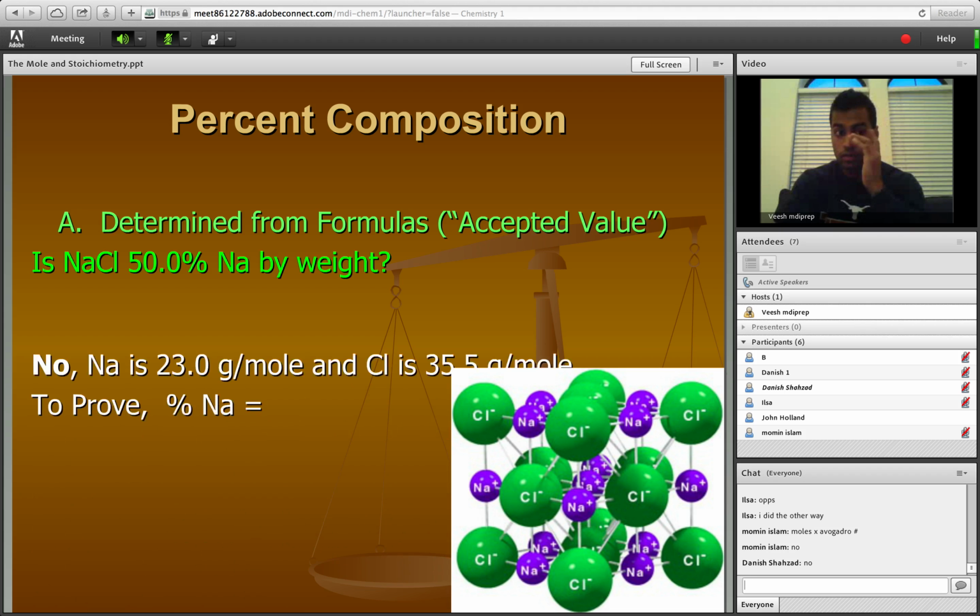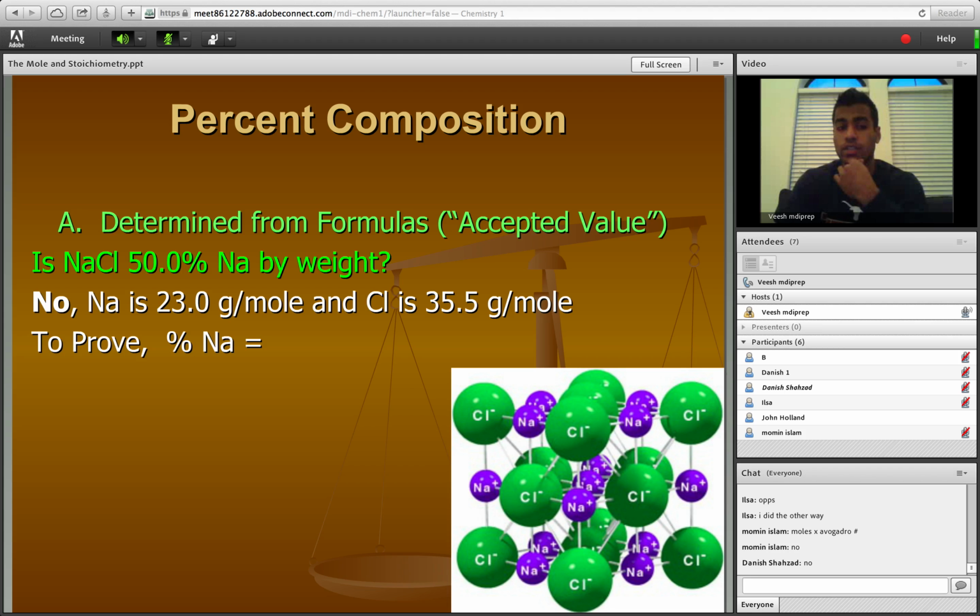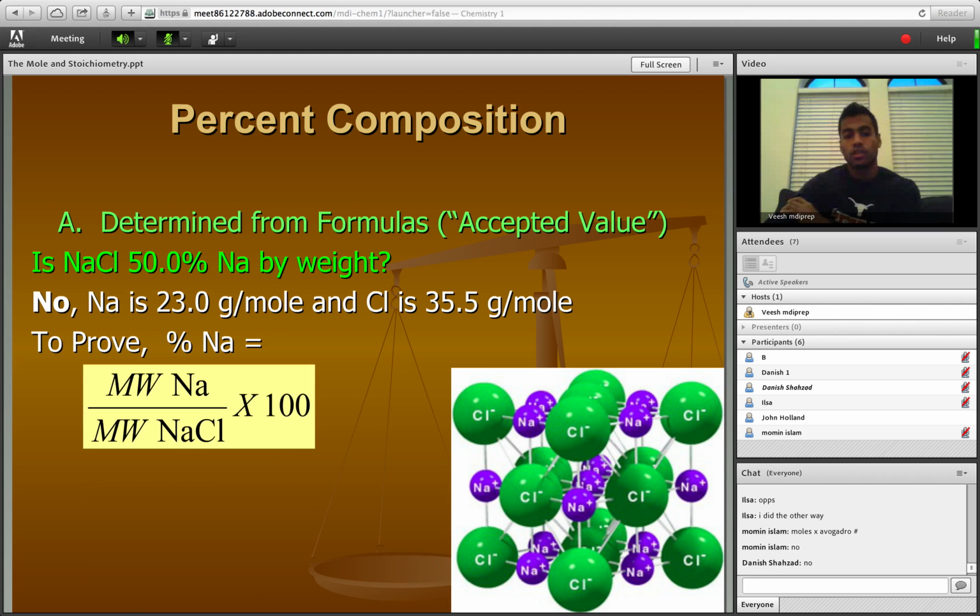Exactly, so it's no. Because Na is 23 grams per mole and Cl is 35.5 grams per mole. To find the percent composition by mass, you figure out the full molecular weight of NaCl, and based on the molecular weights of each of those atoms, you figure out what percentage by mass of that atom is in that molecule. So to find the percent of sodium, you do the molecular weight of sodium over the molecular weight of the full compound, NaCl, and multiply by 100.